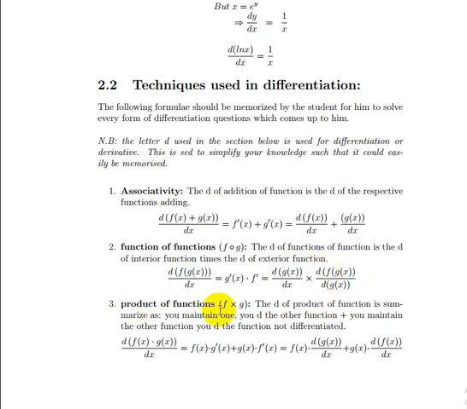So now, product of functions. If you have multiplication of functions, let's say f of x times g of x, what you do is f of x times the differentiation of g of x, plus g of x times the differentiation of f of x. So this is how to do it with a product of functions. The technique is f of x times the differentiation of g plus g of x times the differentiation of f.